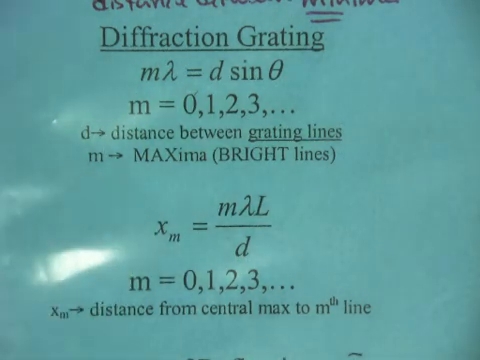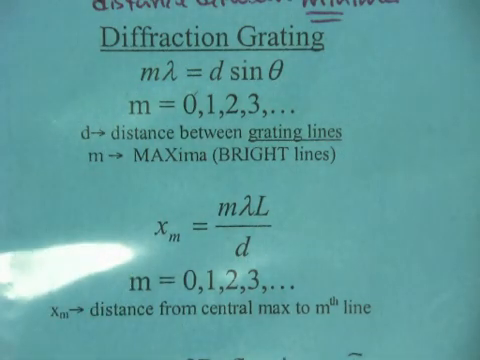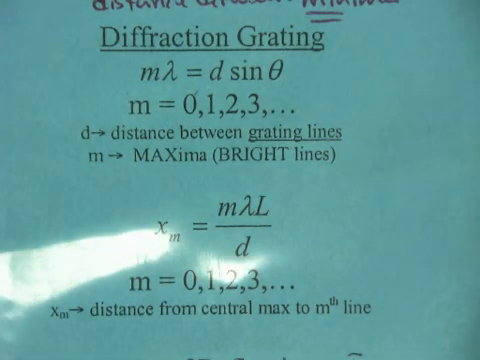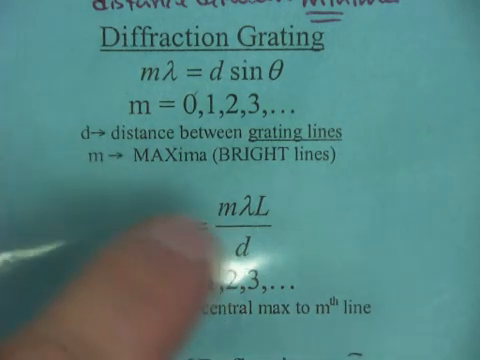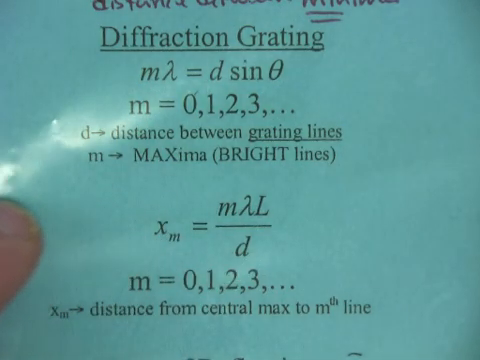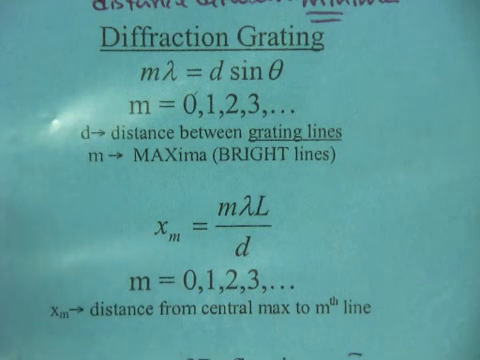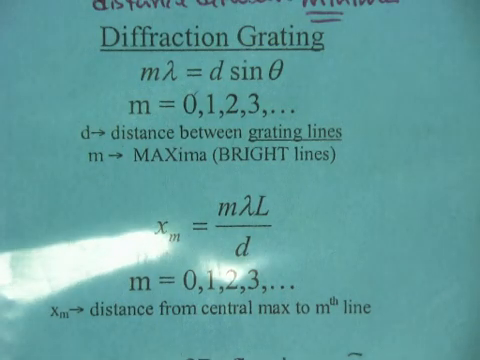Let's see, m deals with the maxima. So we're looking for bright lights. Remember, double slit was with maxima, bright lights, but single slit was with minima. And then x_m equals m lambda over d. m is 0, 1, 2, and 3, and this is going to be the distance from the central max to the mth line. So double slit and diffraction grating equations are very, very similar, just one slight difference, and that is how they define d. And I think that's it. That's all I'm going to give you.